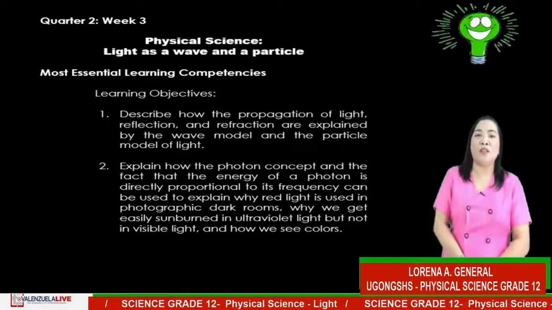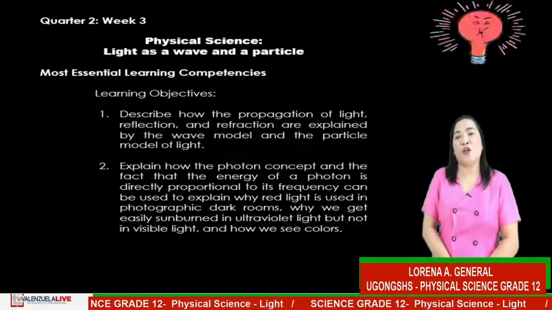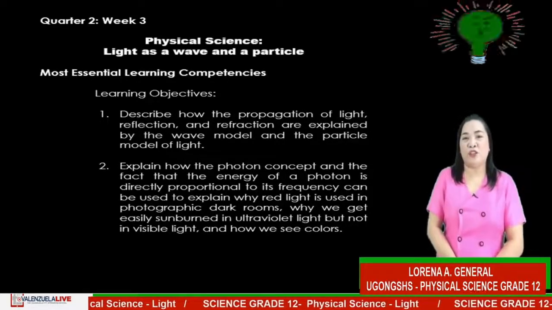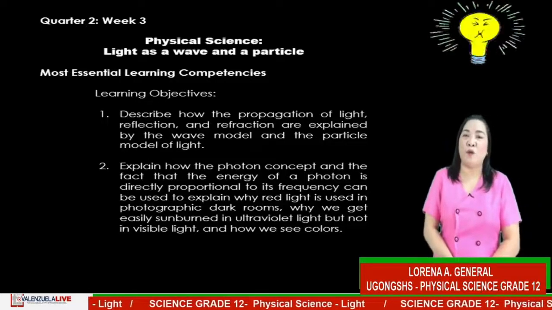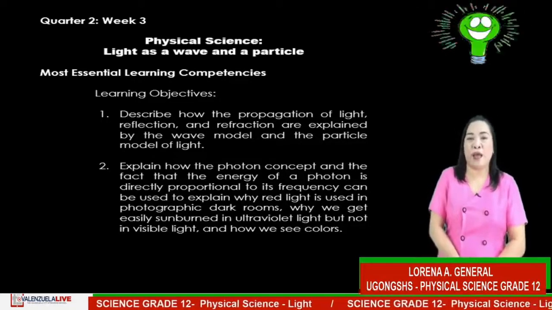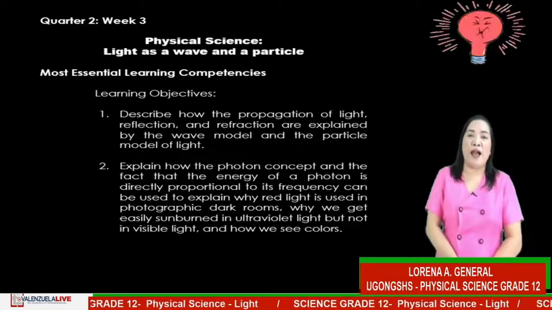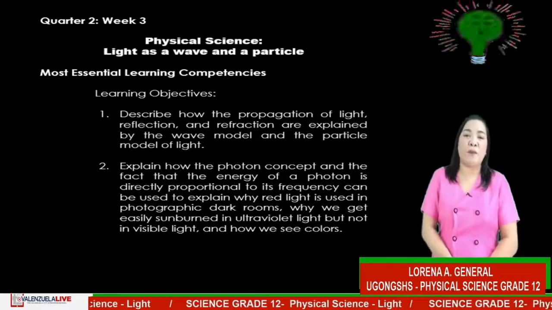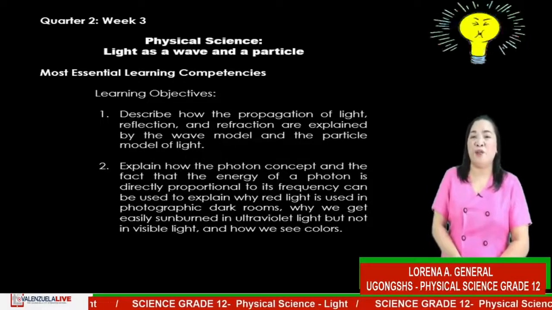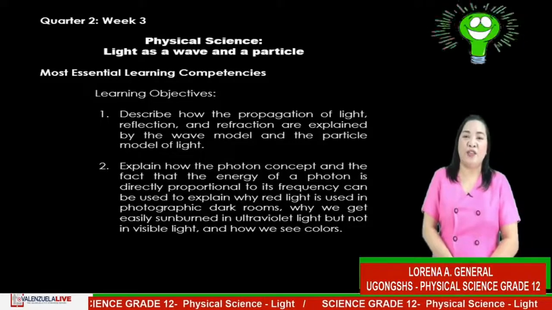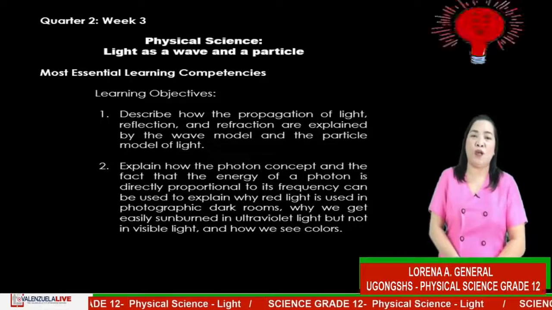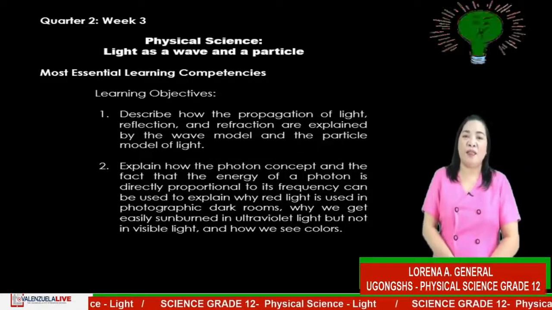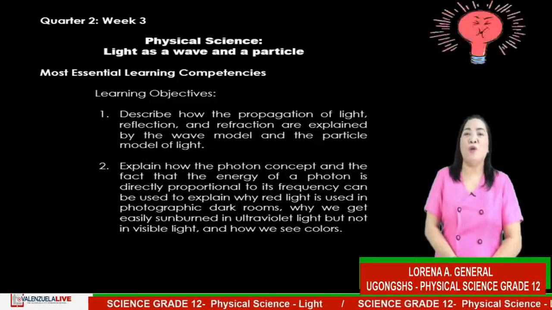Based on our most essential learning competencies, these are the following. Number 1, describe the propagation of light, reflection, and refraction as explained by the wave model and the particle model of light. Number 2, explain how the photon concept and the fact that the energy of a photon is directly proportional to its frequency can be used to explain why red light is used in photographic dark rooms, why we get easily sunburned in ultraviolet light but not in visible light, and how we see colors.